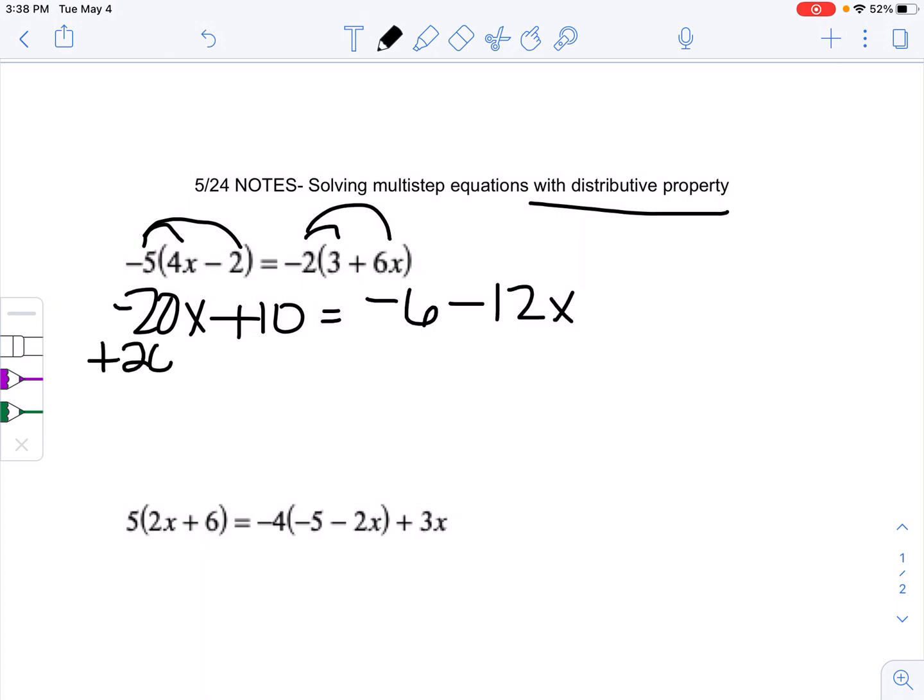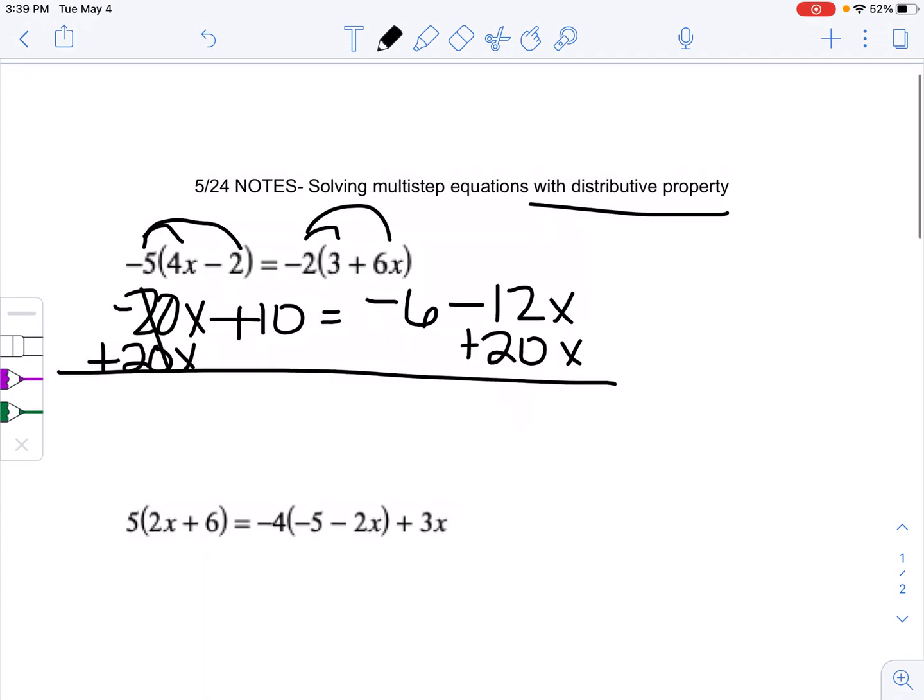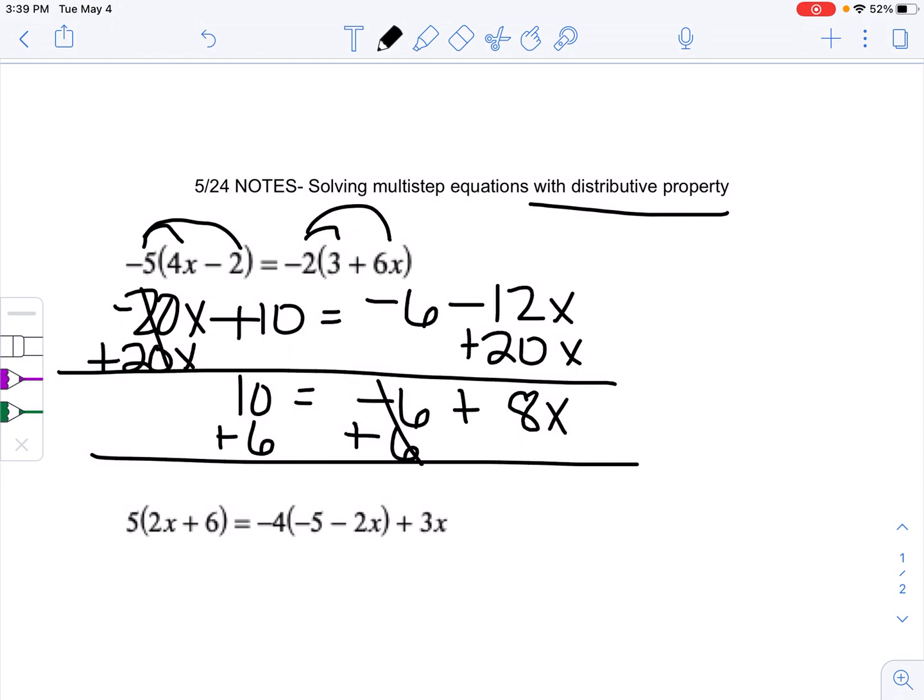So in this case, I'm going to take the negative 20x and add it over here to negative 12x. That's going to keep my variable positive because negative 12 plus 20 would make 8x, positive 8x. And then I'm going to add the 6 over to the left side. 10 plus 6 is 16. So 16 equals 8x, divided by 8. So you get x equals 2.